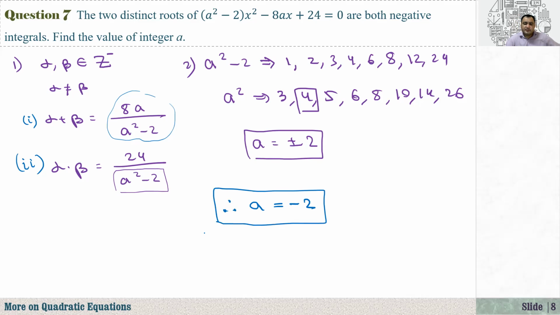If it is positive 2, the roots will not be negative.